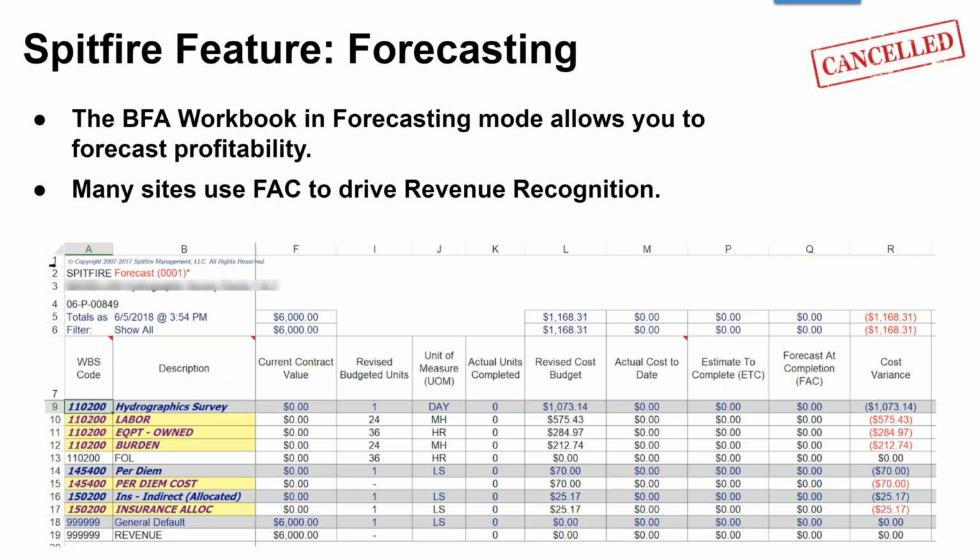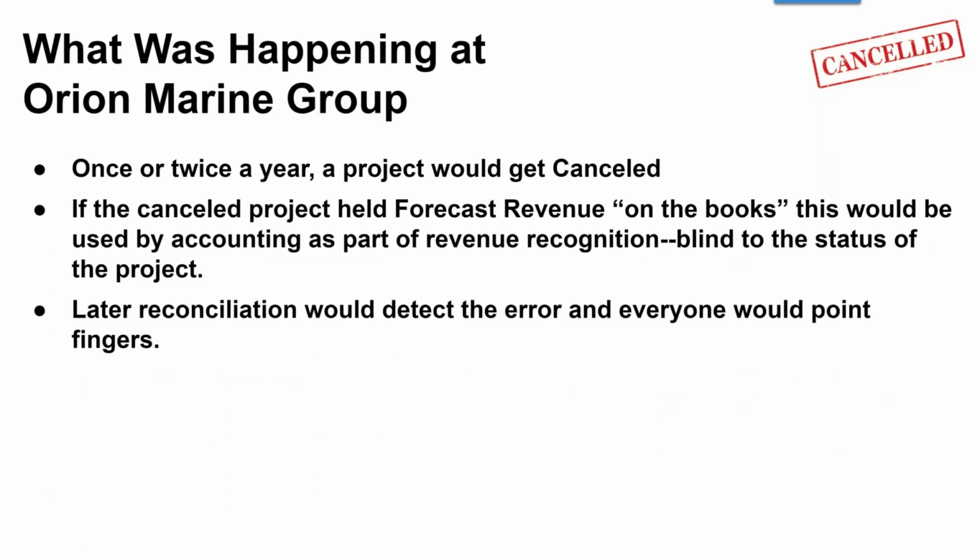So one column of information in the forecast mode is the forecast at completion, FAC, and many of our clients use this information to drive revenue recognition. But what was happening at Orion Marine Group, Stan? This one's very interesting, and it's a great example of the types of things that happen when something only comes up rarely. We talked about creating projects a couple of times a week. Well, this is the type of situation that only came up once or twice a year.